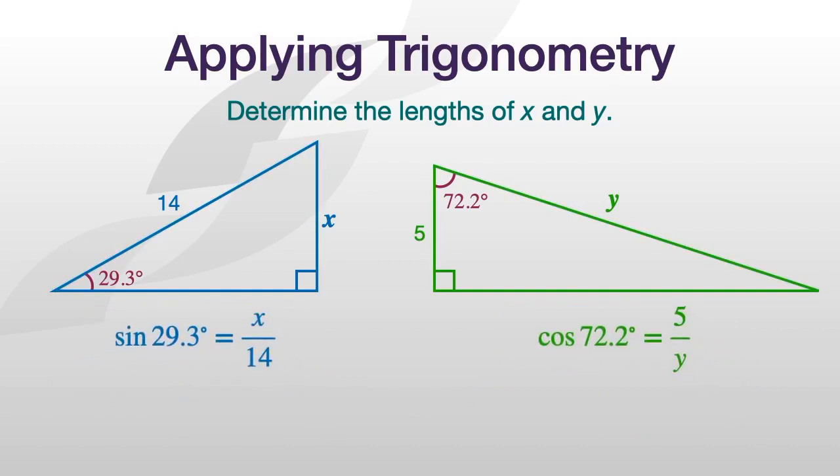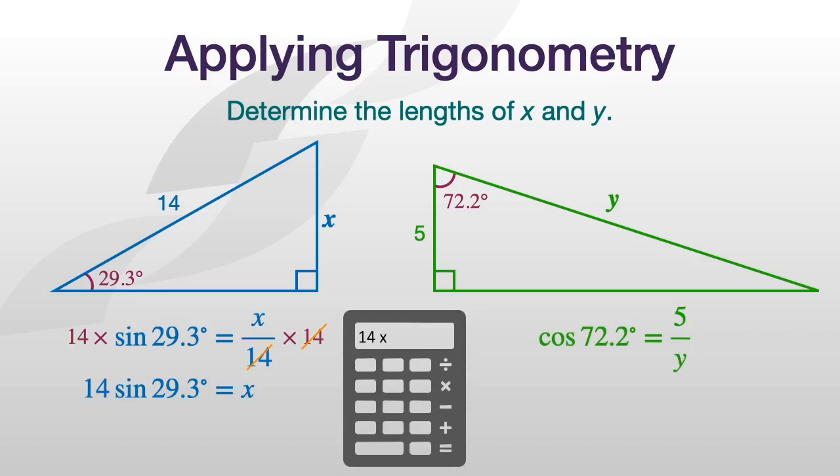To solve each one, we need to isolate the variable, which means to get it on its own. In the first equation, we can isolate x by multiplying both sides of the equation by 14. We can use a scientific calculator to multiply 14 by the sine of 29.3 degrees. The answer is approximately 6.85.